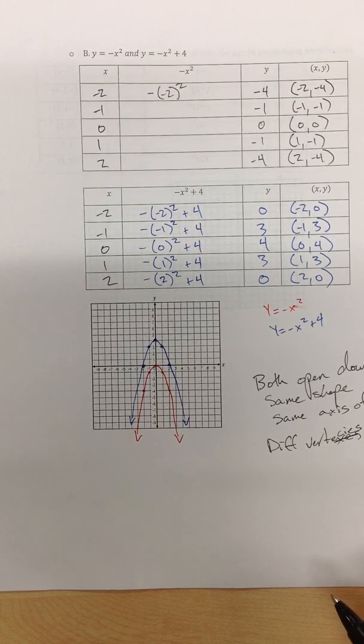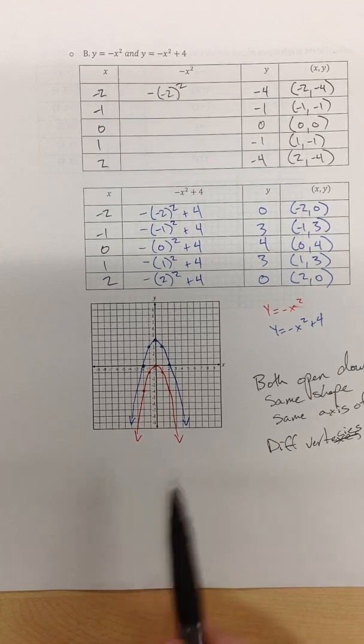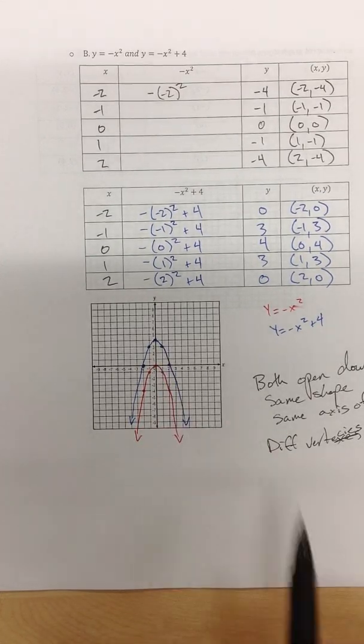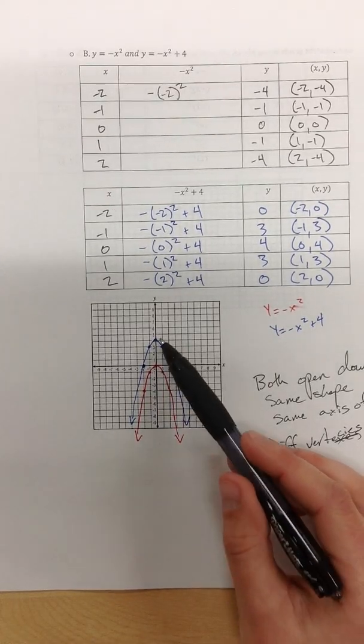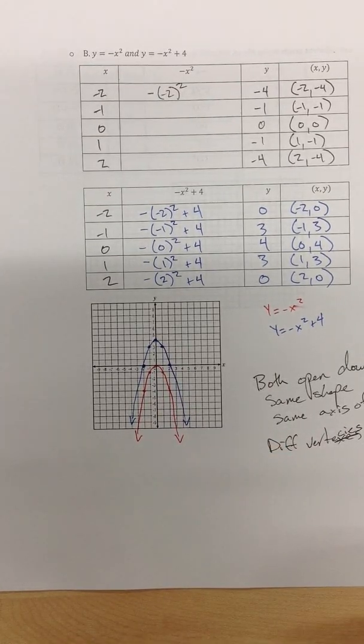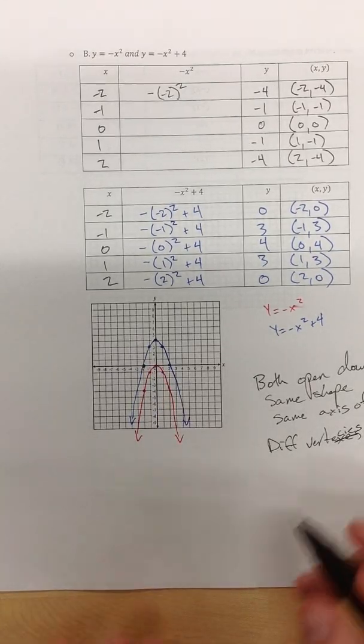Now what we can also do is we can describe our movement to get from one to the other. So like say we started with the red one and we were going to the blue one. Basically all we did there was we took the red one and slid it up 4 units and we got the blue one. We didn't change how wide or narrow it was. We didn't flip it from going down to going up. All we did was slid it up.